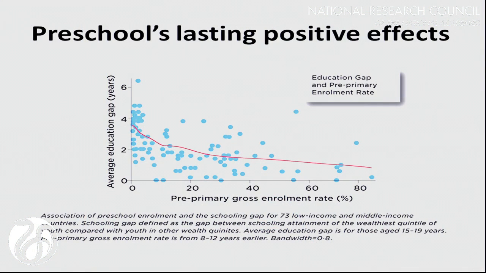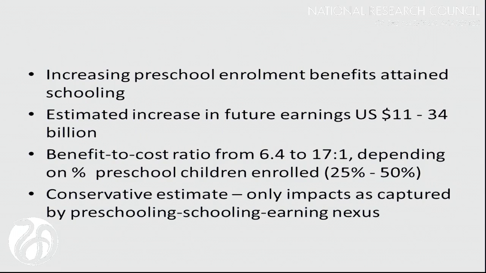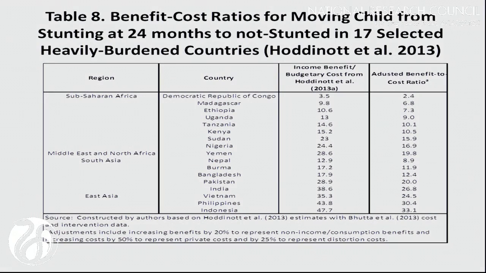This just shows the range between the schooling gap and the pre-primary schooling enrollment rate, which reflects a lot of variation, but a systematic association between the two. And putting this information together, we get an estimated increase in future earnings on the order of magnitude of 11 to 30 some billion dollars, with benefit to cost ratios from 6.4 to 17.1. In some ways, this is a conservative estimate.